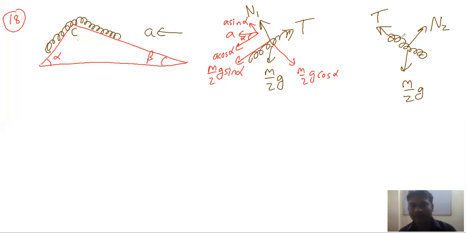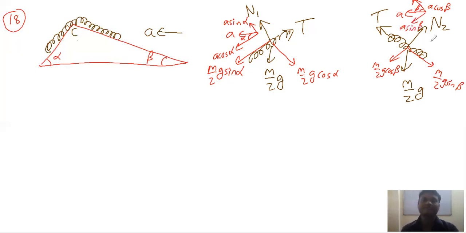For the right rope, we have components of m/2 into g. One is m/2 g sine beta. Another is m/2 g cos beta. Also, we have the component of acceleration. So suppose this is acceleration A. So the component of acceleration along the incline will be A cos beta, and perpendicular to the incline will be A sine beta. So this is the free body diagram of right side of the rope.